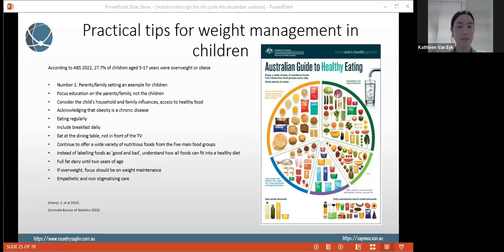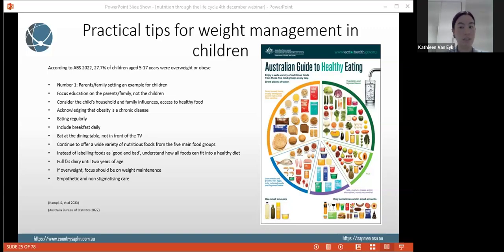So again, the number one thing would be focusing the education and healthy eating education on the parents and the family, and emphasising the importance of setting a good example for the children. And considering where the child comes from, their home. Do they have access to healthy food, and is that actually practical?